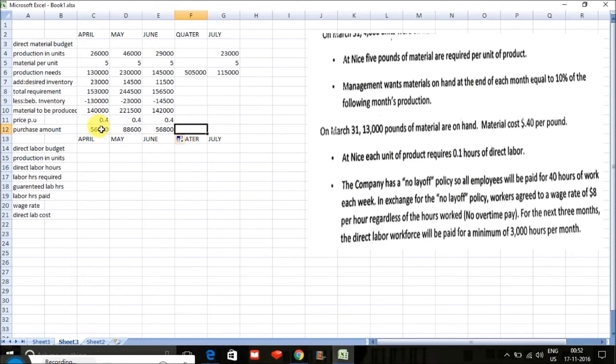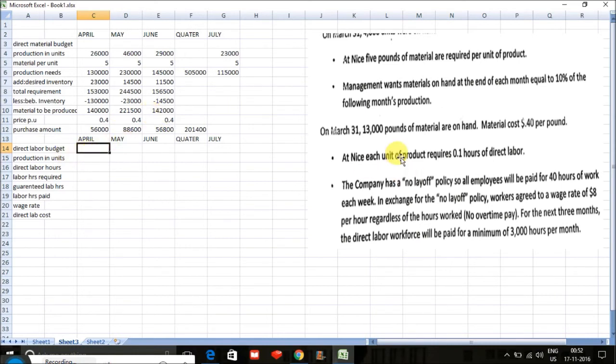By adding all these three figures, we will get the total purchase amount for the whole quarter that we will be spending on the purchases. The total quarterly purchase amount is 2,01,400. So we have prepared the direct materials budget. Now we'll move on forward to the direct labor budget.